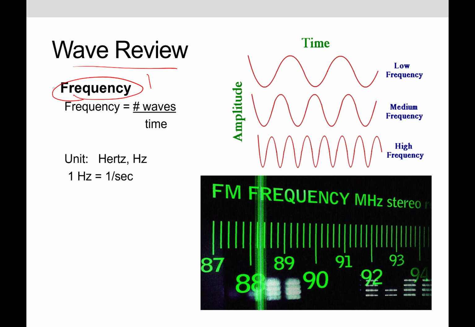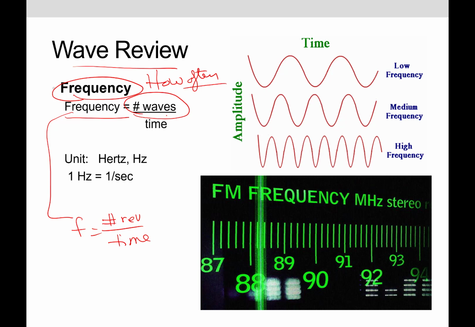Waves have frequency. Frequency is how often. How often does a wave oscillate up and down? We talked about frequency back when we were doing rotation, and when we did that, frequency was number of revolutions per unit time. It's the same idea, but when we're dealing with waves, it's number of waves per unit time. The unit is the hertz. 1 hertz is 1 per second.